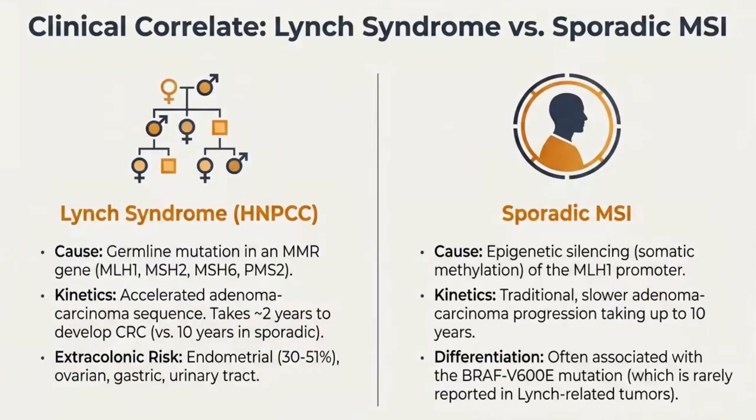The clinical correlate of MSI is Lynch syndrome or sporadic mutation. Lynch syndrome is a germline mutation in one of these genes, that is MLH1, MSH2, MSH6 or PMS2. It has an accelerated adenoma-carcinoma sequence, and disease may occur in 2 years instead of 10 years in sporadic cases. Remember that in sporadic MSI, the mutation can also be associated with a BRAF V600E mutation, which is very rarely reported in germline mutations leading to HNPCC.